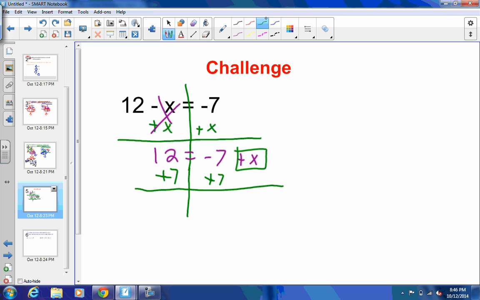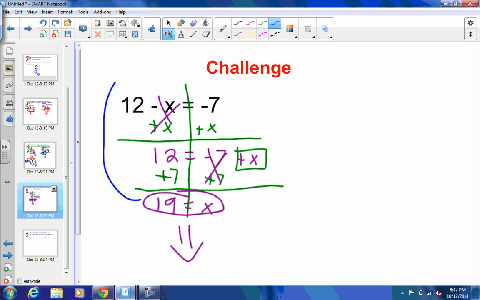So when you add 7 to both sides here, these cancel out. Negative 7 plus 7 is 0. So those cancel each other out. They're inverses. 12 plus 7 is equal to 19, which is equal to x. And the x is isolated. We're done. x equals 19. Smiley face. But if you want to check it, you can always go back and plug it in.